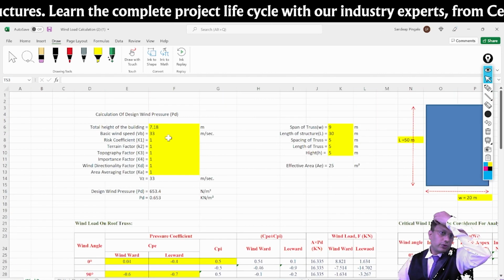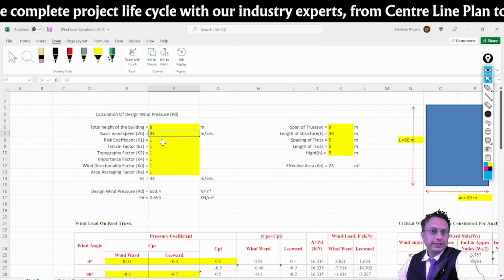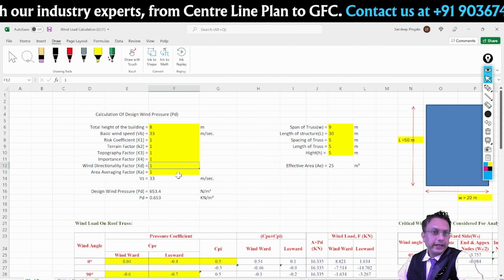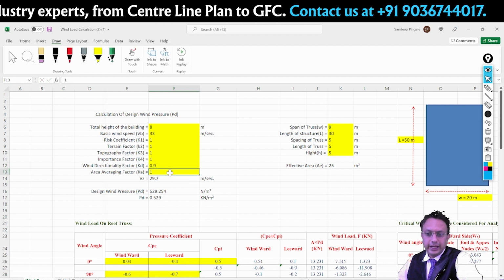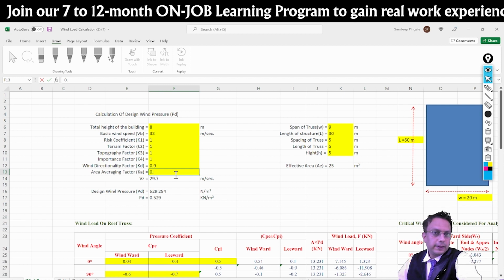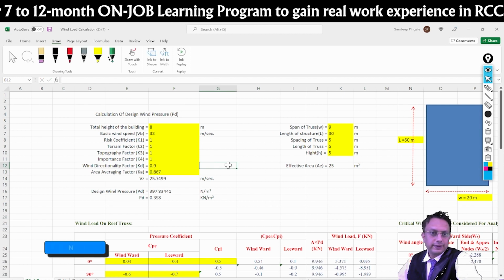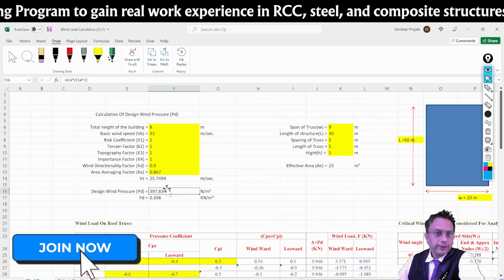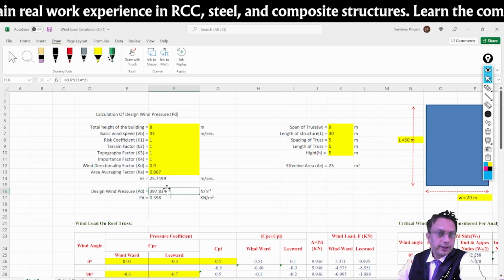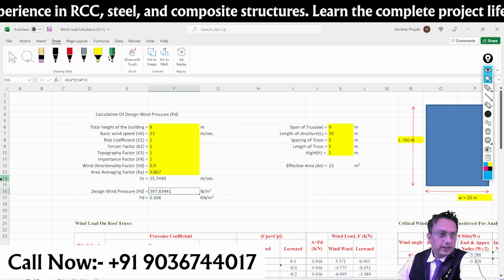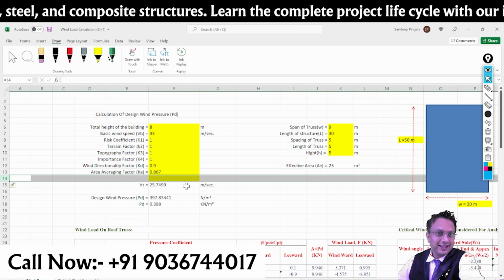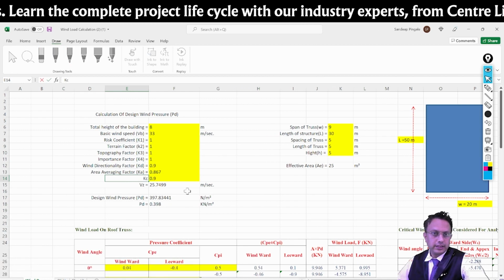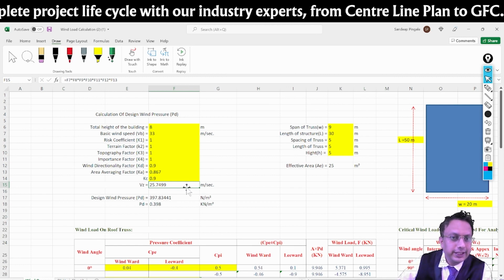Don't worry. So total building height. How much is total? 8 meter, right? Basic wind speed is this. Risk coefficient 1.11. Correct? KD is coming how much? 0.9. KA 0.867. This is 33. KC forgotten, right? KC is coming 0.9. Okay, now VZ is equal to, what is the VZ?